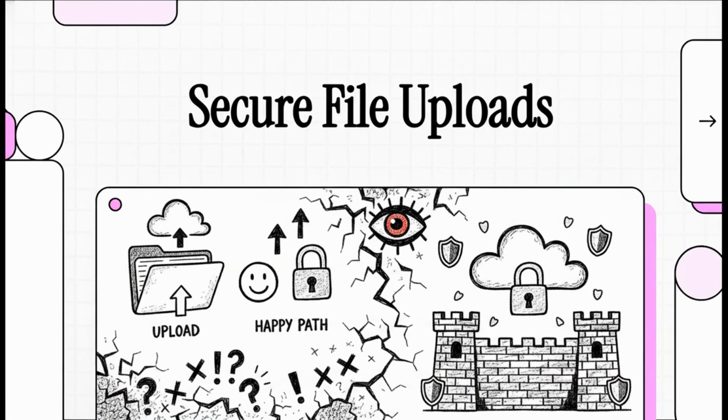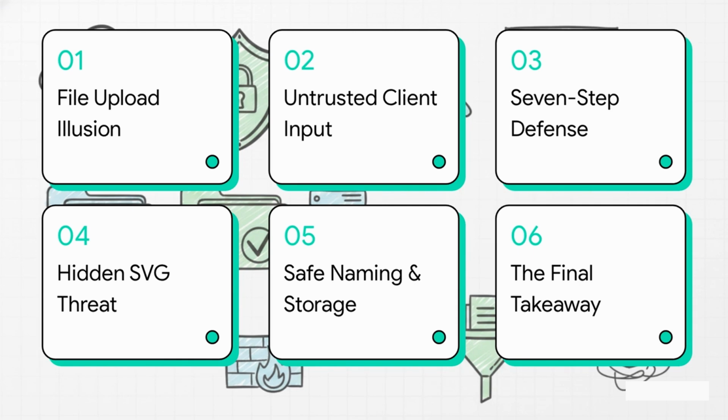Today, we're exposing exactly why standard file uploads are terrifyingly vulnerable, and more importantly, how we can build an absolute fortress around them. Here's our roadmap for tracking a file from its potentially dangerous arrival all the way to secure storage. The file upload illusion, never trust client input, the 7-step defense, the hidden SVG threat, safe naming and storage, and finally, the final takeaway. Let's dive right in.